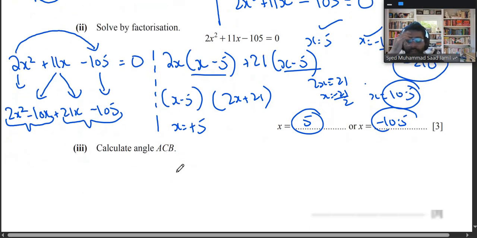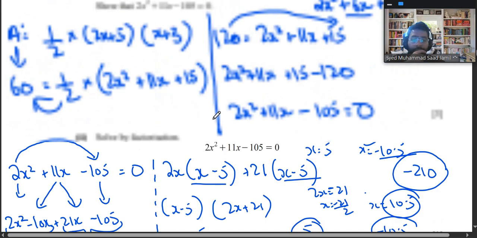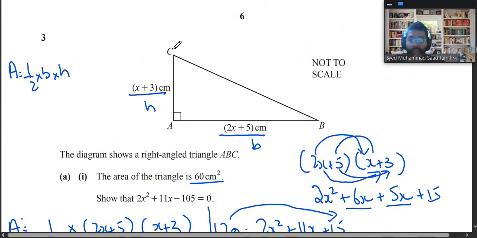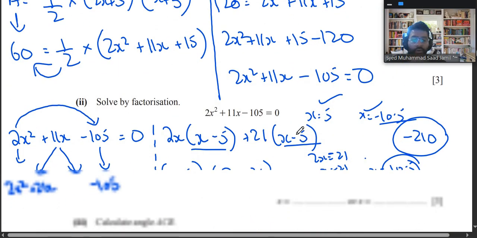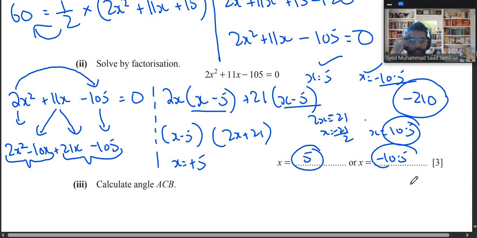So now it says calculate angle ACB. They are saying to calculate angle ACB, this angle. Now guys, look, how will we calculate this angle? We will use trigonometry. But for trigonometry we need these sides. Now look, we already have the value of x, 5 and negative 10.5. Use a little of your brain, which of course we cannot use during exams because our brain isn't working at all, just like mine right now. But length can never be negative. So we will use the positive value, which is 5.